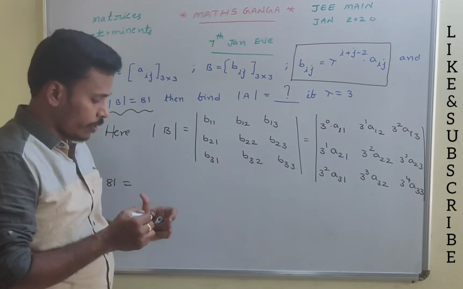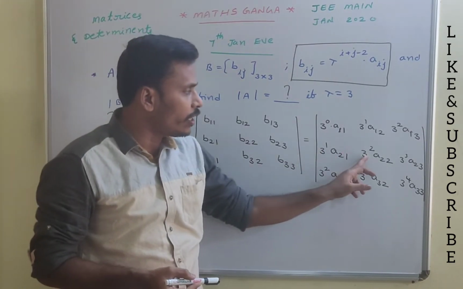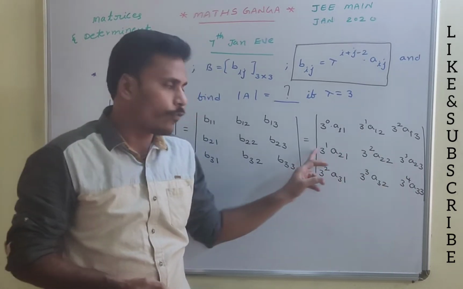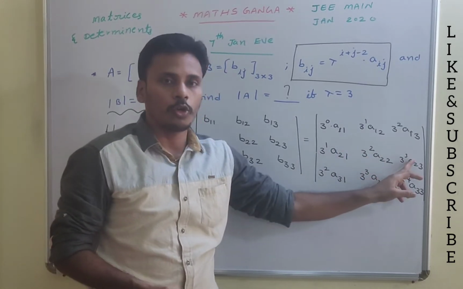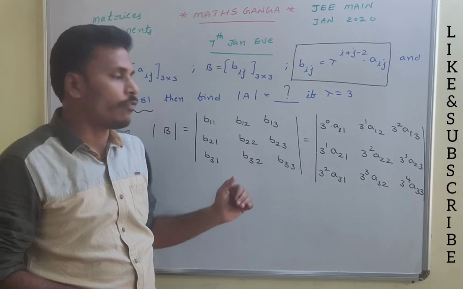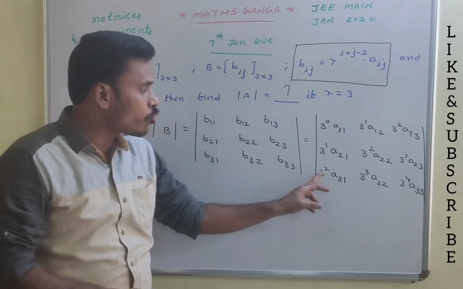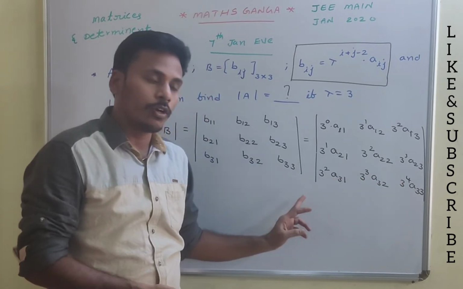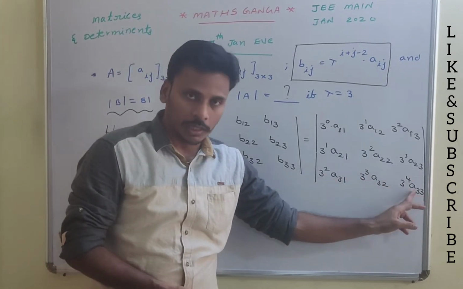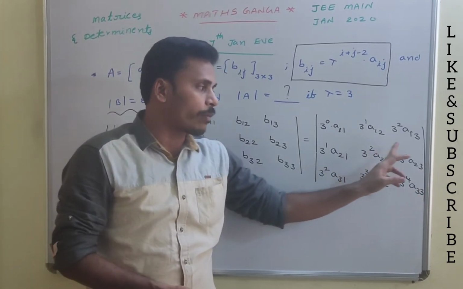Look there. In each and every element of the second row, you have 3, 3 square, 3 cube. So you have a chance to pick out 3 from there. And then in the third row, if you look, there is a chance to pick out 3 square. So pick out 3 square from the third row and 3 from the second row.